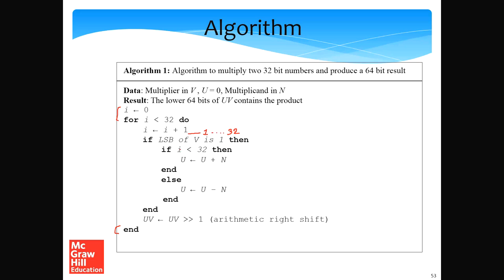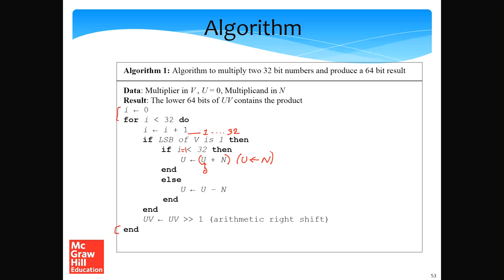So clearly in the first iteration I is 1. This is less than 32. So what we do is we add U; we set U to U plus N. U initially is 0, so essentially we set U to N. That's anyway the first thing that we should do.